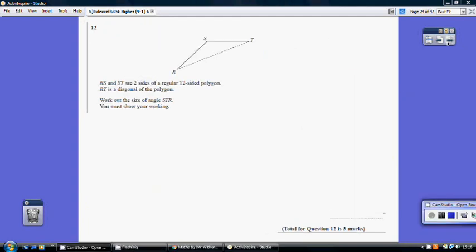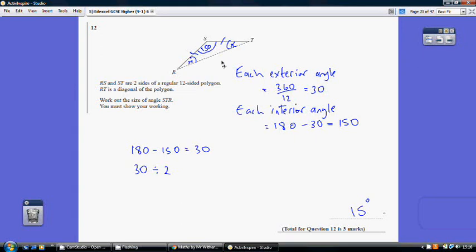Question 12. Well, we've got to work out the size of the angle STR, S to T to R, so this little angle up here, which I've called X. Now, RS and ST are two sides of a regular 12-sided polygon. So the first thing we can say is that RS and ST are the same length, so we have an isosceles triangle. So these two base angles, which I'm calling X, are going to be equal.